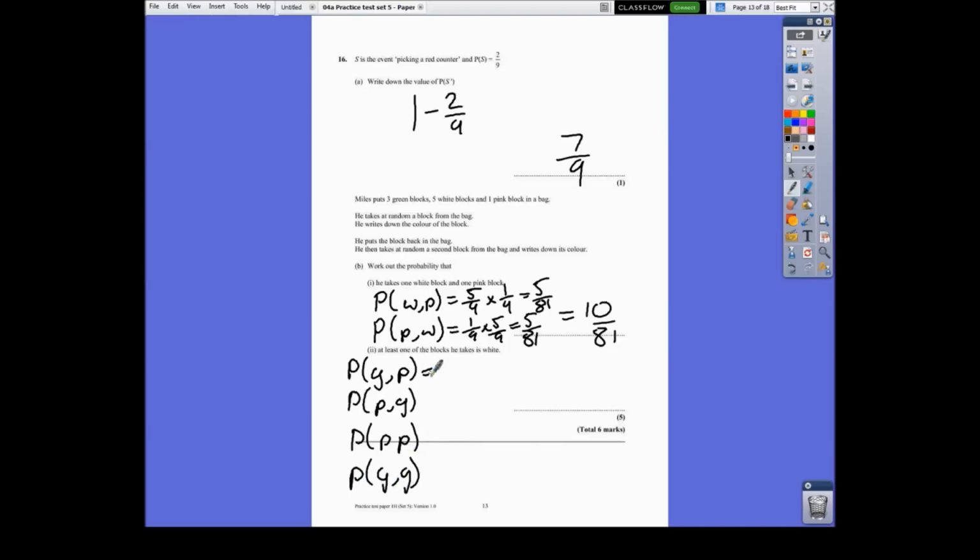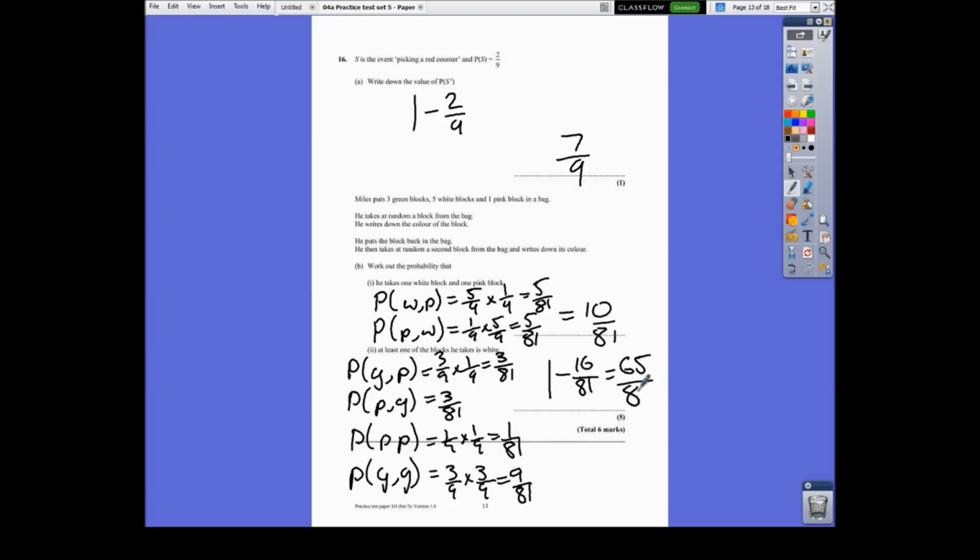Probability of green and pink would be 3 ninths times 1 ninth, which is 3 over 81. And again, vice versa, that would just be the opposite way around, so this would also be 3 over 81. Probability of pink pink would be 1 ninth times 1 ninth, which is 1 over 81. And then green green is 3 ninths times 3 ninths, which is 9 over 81. And if we add all those up, we get 16 over 81, but that's what we don't want, so we need to do 1 take away 16 over 81, which will give us 65 over 81.